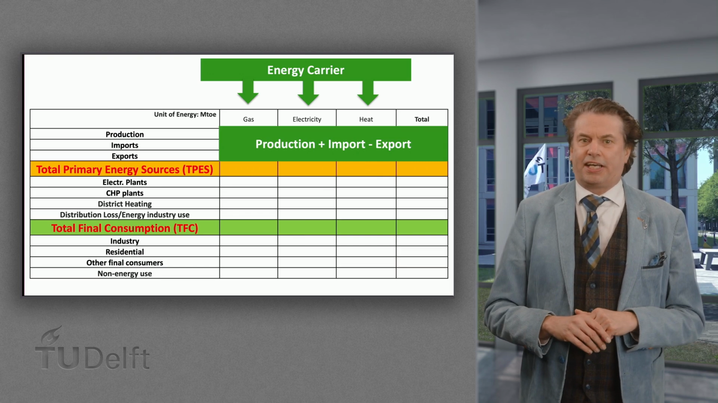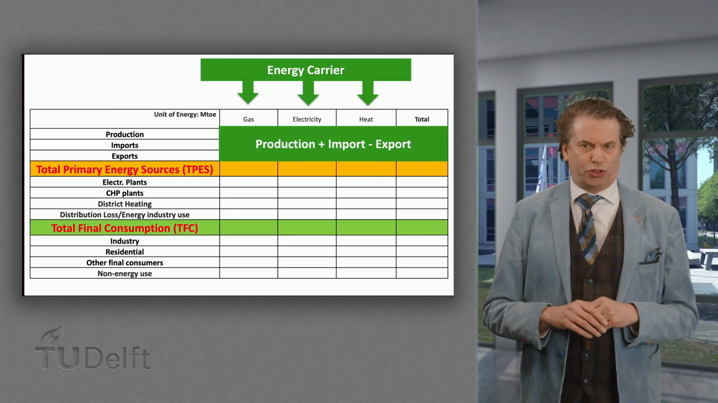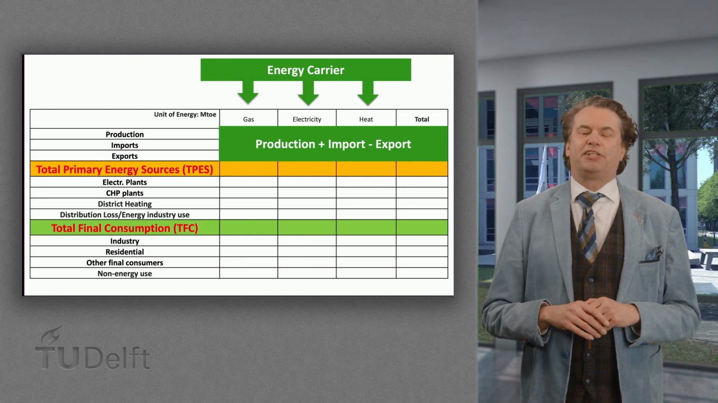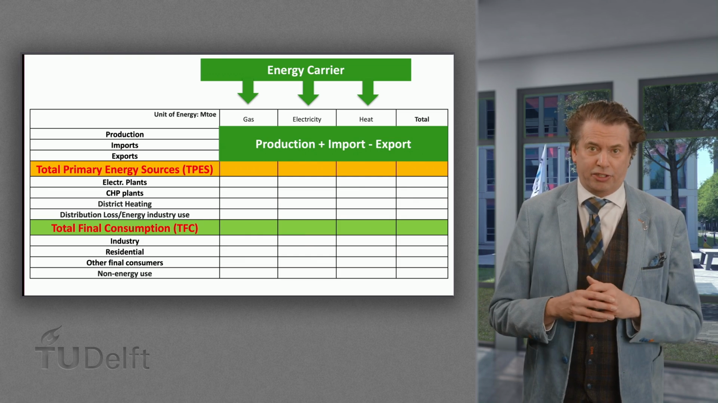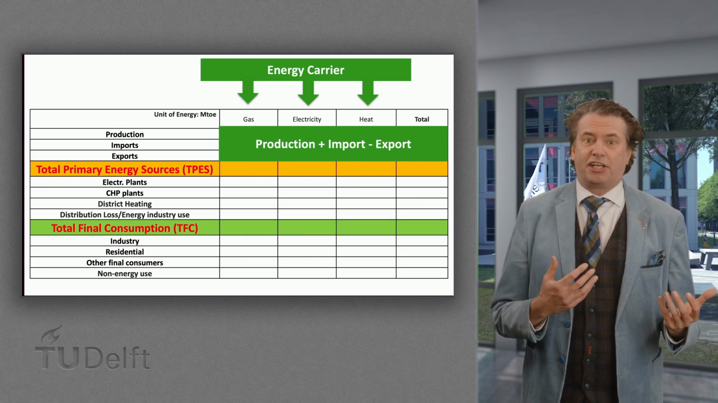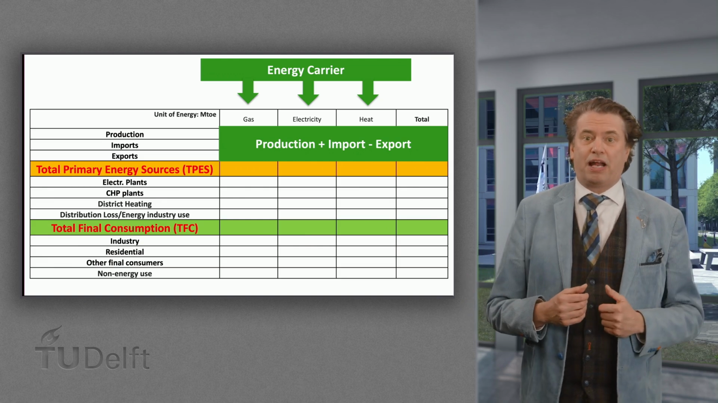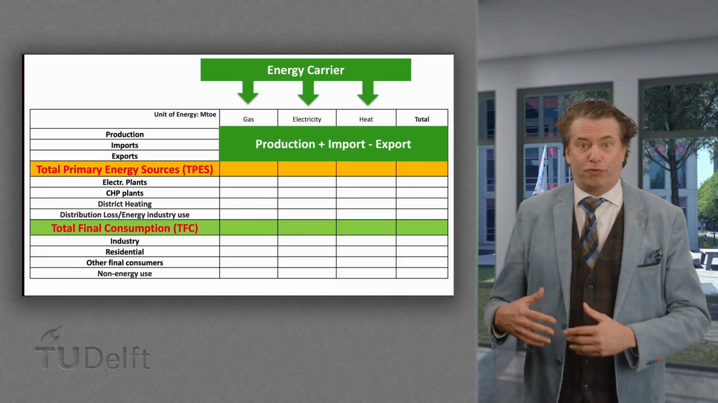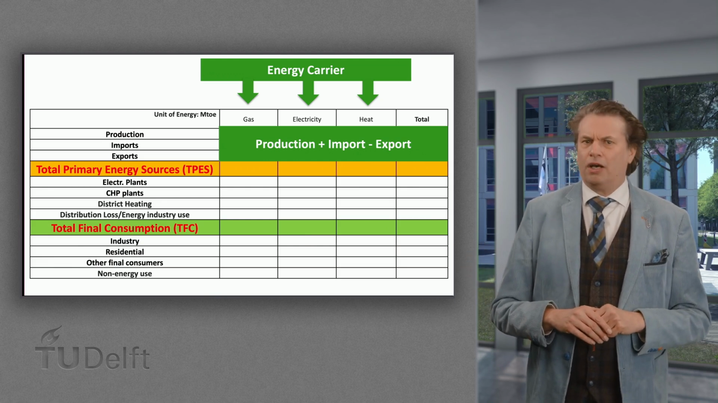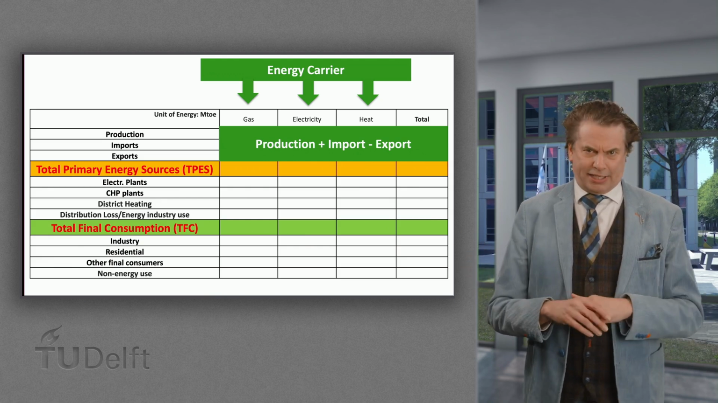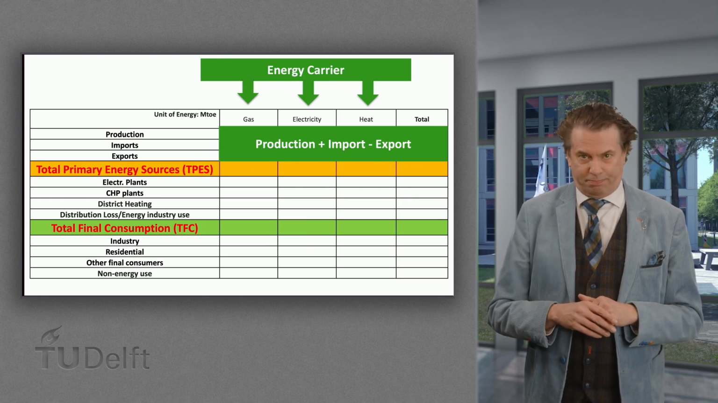The upper section, indicated in green, summarizes the amount of total primary energy sources available. This primary energy is made available through the winning or production of primary energy carriers, the import of primary energy carriers from outside into the region considered in the energy balance, minus the export of the primary energy source outside that region. The rows in this section represent production, import, and export respectively.